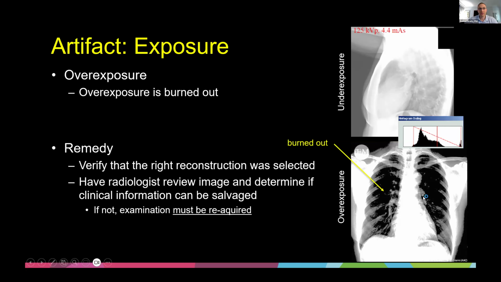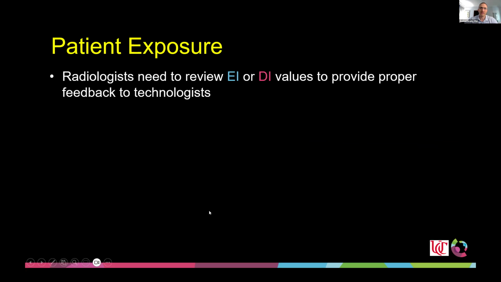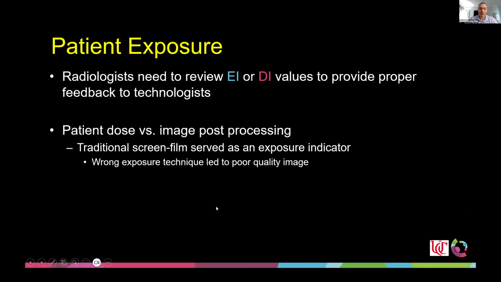And so when you see a high number, a high DI value, you need to look at the image and make sure the image has all the information necessary for the radiologist. Oftentimes, you need to ask the radiologist, can you look at this image and tell me if it's okay? And if it's not, then you need to reacquire the image to make sure the radiologist has the information necessary for the diagnostic task. So for radiologists, we need to make sure we review these EI or DI values. This is what helps us to make sure the dosing to our patients and our images are consistent over time.